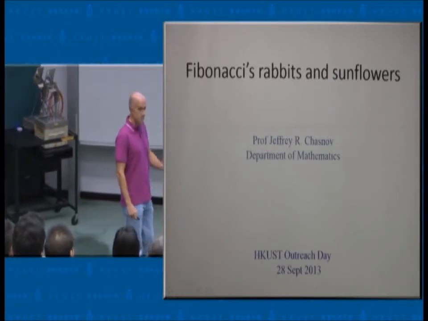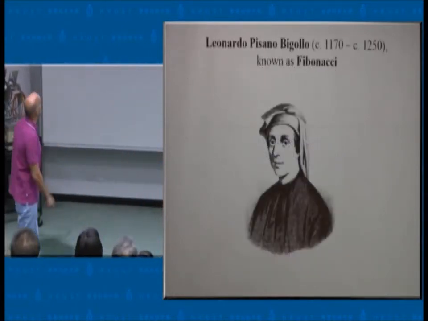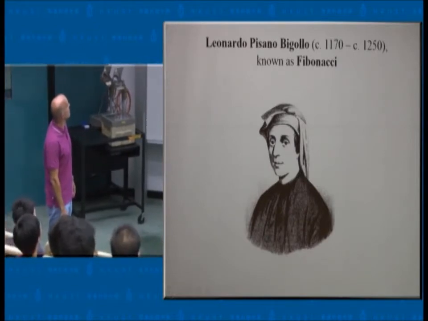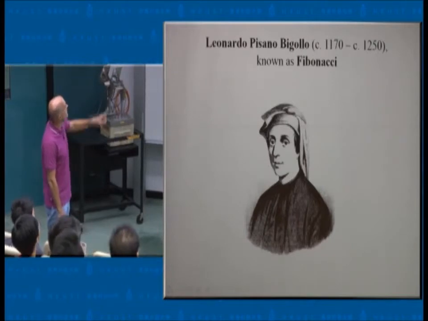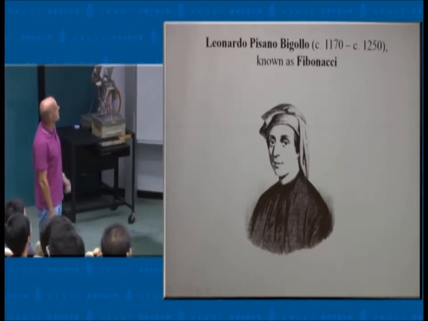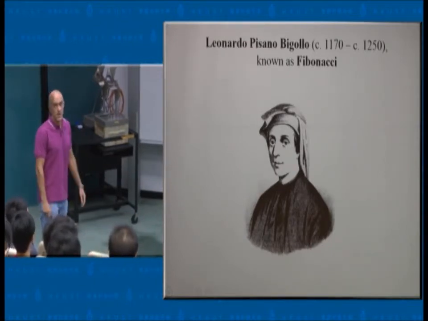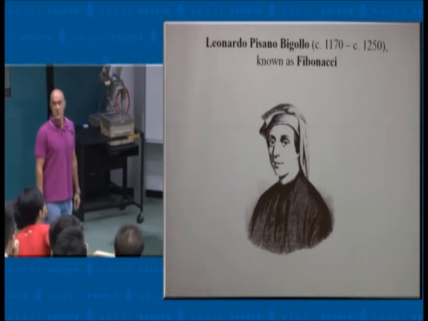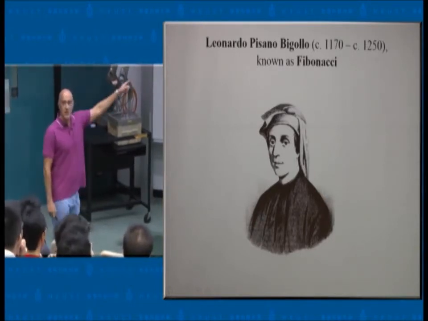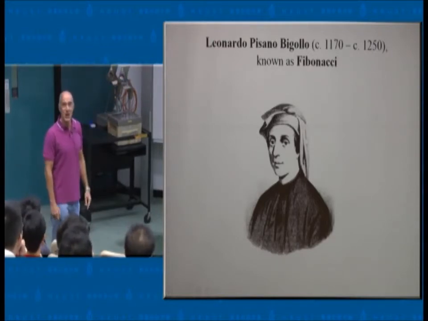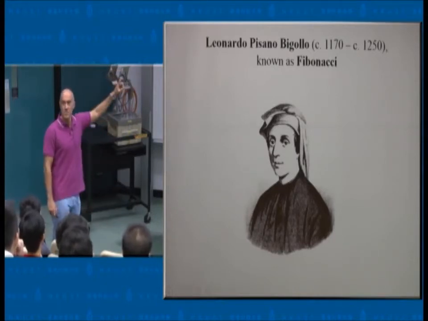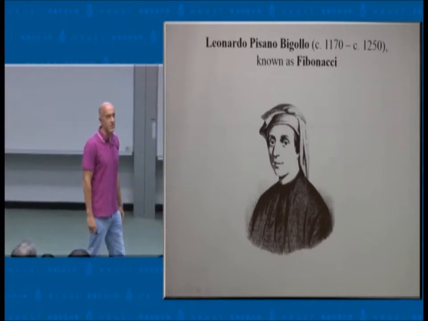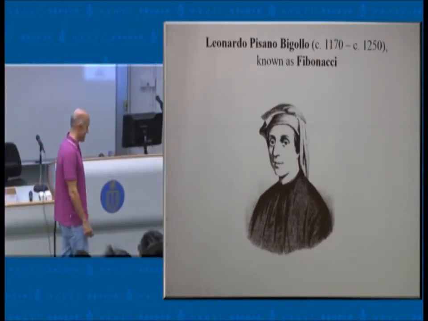The main introduction of Fibonacci is always through the rabbit problem. So here's a drawing of a man, Leonardo of Pisa, Leonardo Pisano Bigolo. He lived a long time ago, about 900 years ago. That's Fibonacci. If you go on the web, you find this picture of him everywhere. Don't believe everything you see on the internet. If you go a little further, they'll say there are actually no known drawings of him. Someone drew this maybe 300 years after he lived, but it's a nice picture anyway.